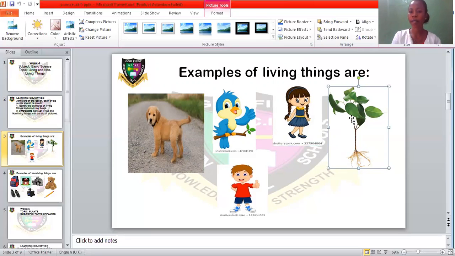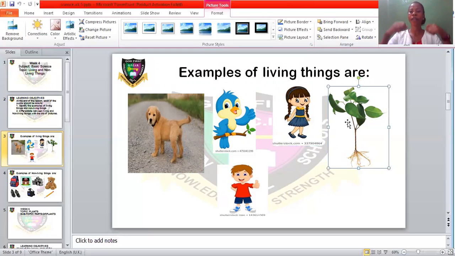Now, the next picture is a plant. Plant is also an example of a living thing. Like I told you in our previous lesson, plants grow. Living things grow. So a plant is an example of a living thing because it can grow. Give yourself a beautiful clap.